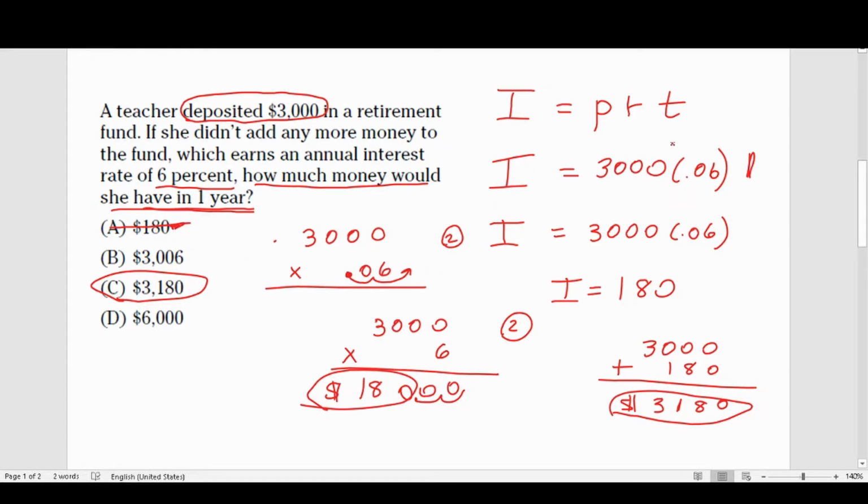Now, I imagine if instead of writing 0.06, you wrote 6 as your percentage, you'd probably end up with this answer. So never write just 6. Whenever you go from percents to decimals, it's 0.06 for 6%, 0.10 for 10%, and so on.